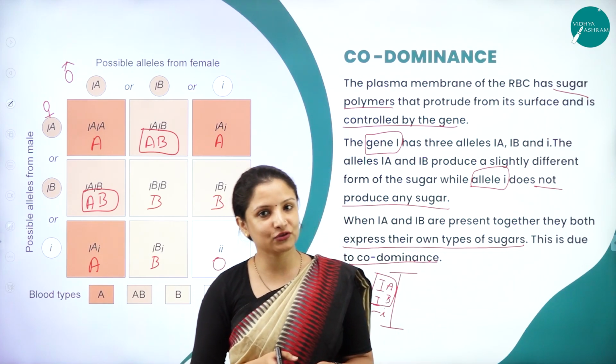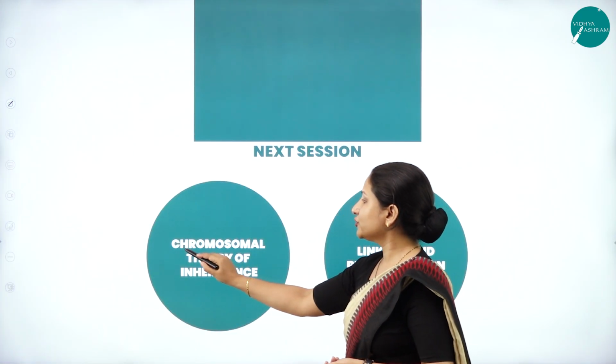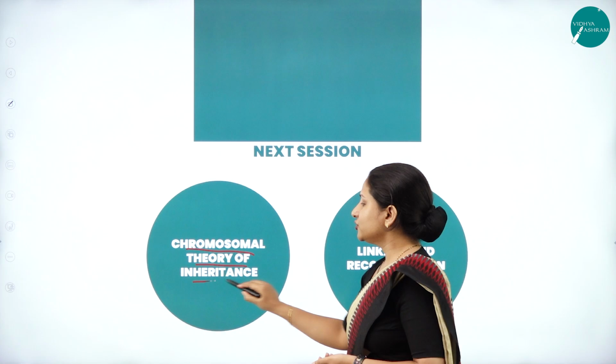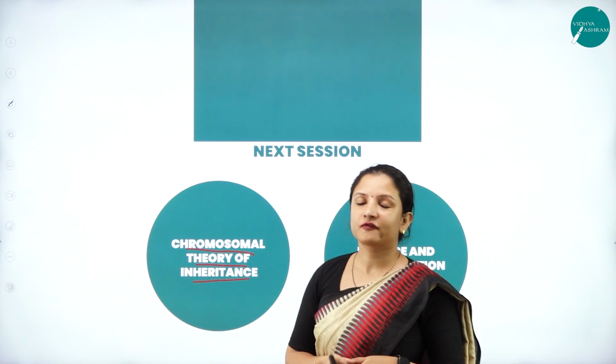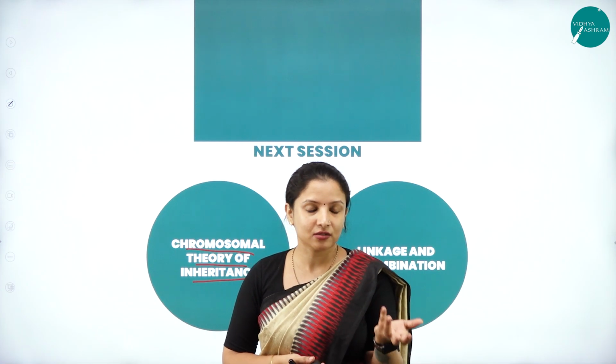So I hope you understood this session well. So in the coming session, we'll talk about chromosomal theory of inheritance. So far, we were just talking about factors, alleles, genes and all that. Where are all these present? They're present in the chromosome.